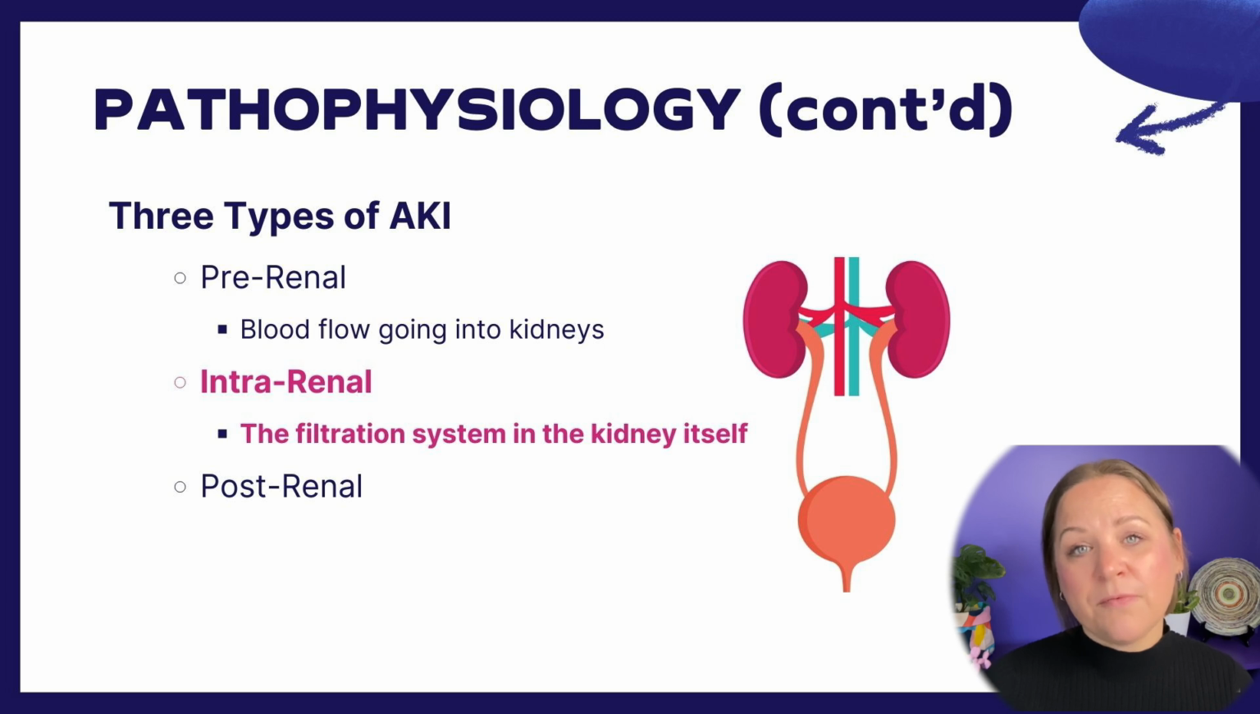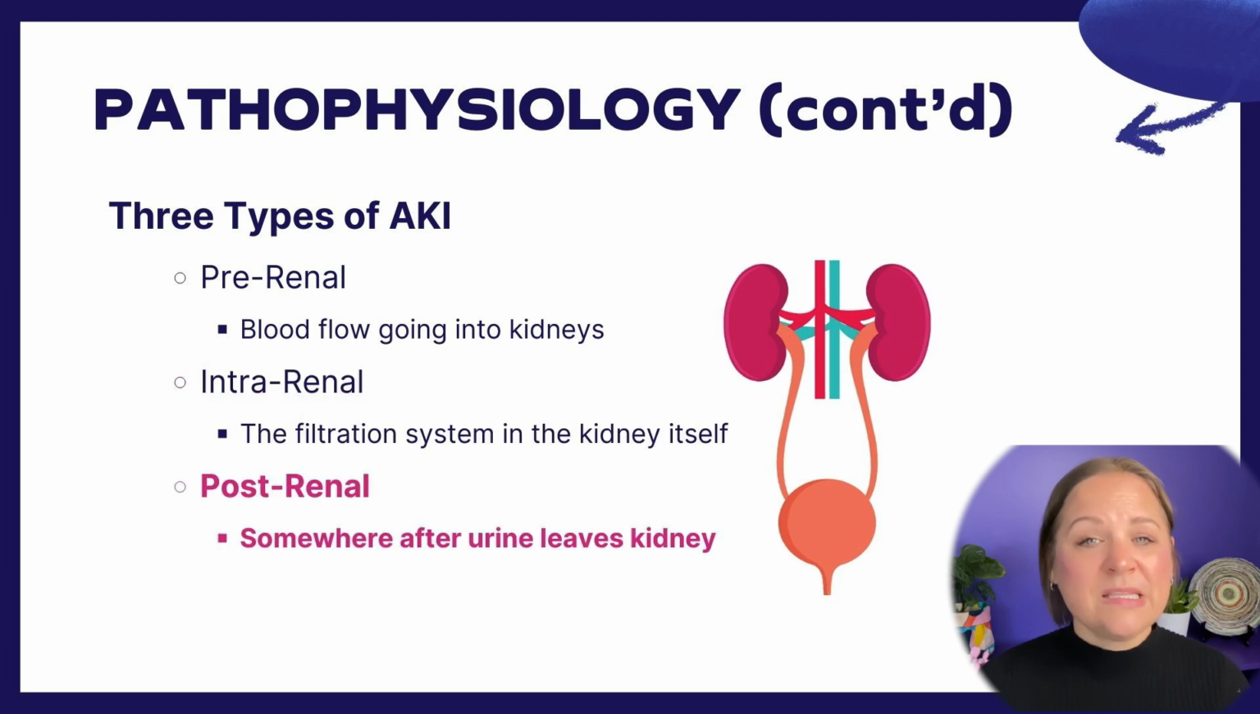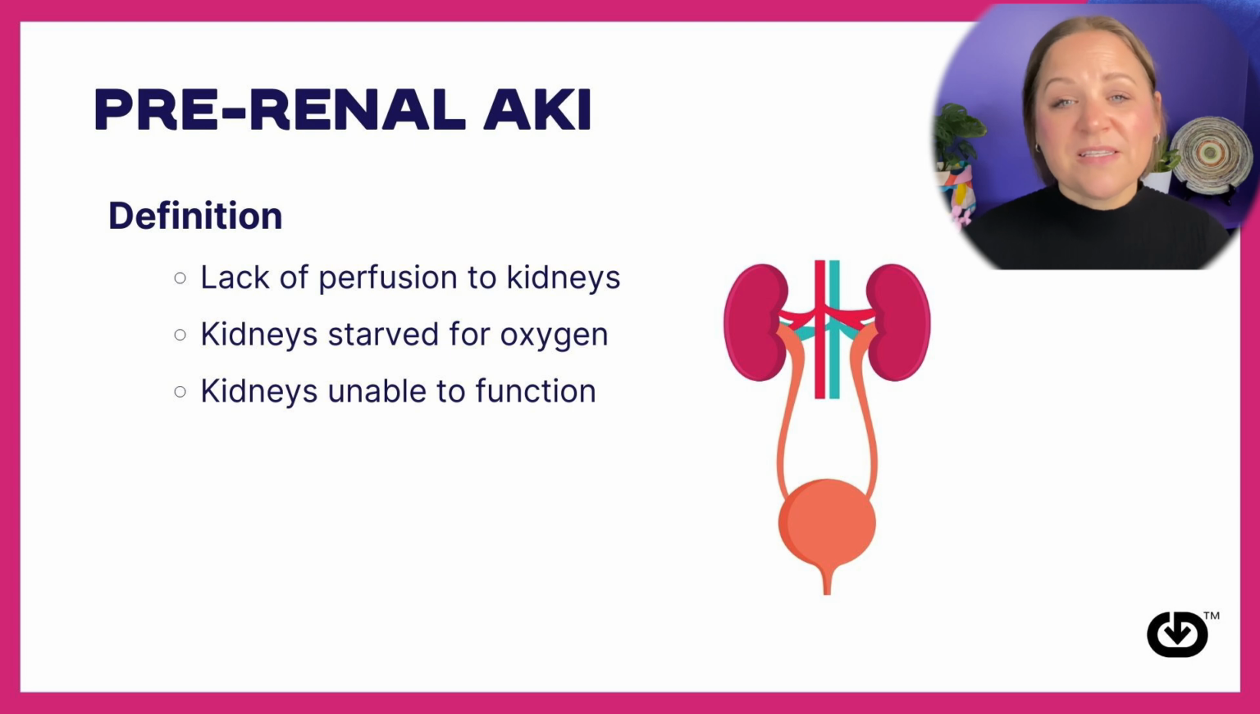Intrarenal means there's something wrong inside the filtration system of the kidney itself. And then post-renal means that the problem that caused the injury is somewhere after the kidneys, so in the ureters or the urethra or the bladder. The problem is after the kidneys in the urinary tract. So for each of these three types, pre-renal, intrarenal, and post-renal, we're going to talk about the definition, causes, as well as solutions. So let's start with pre-renal acute kidney injury.